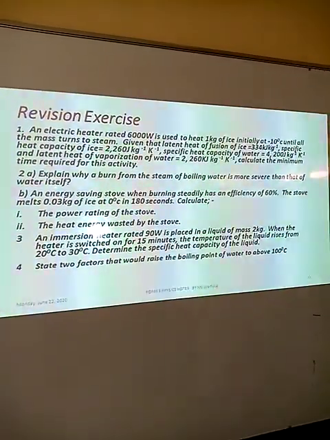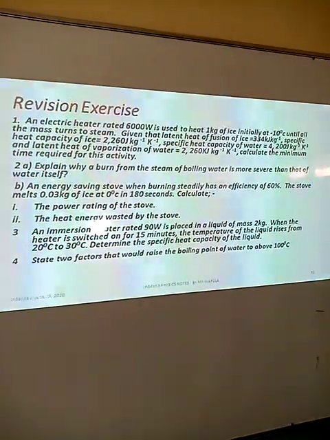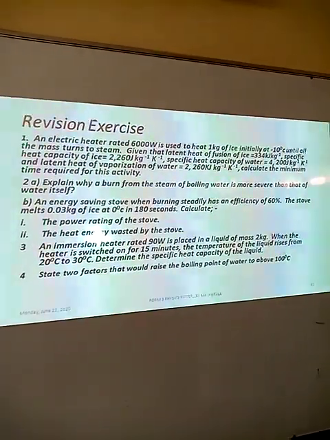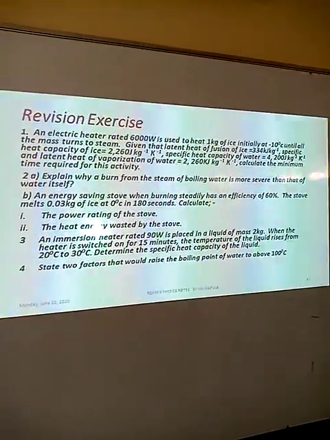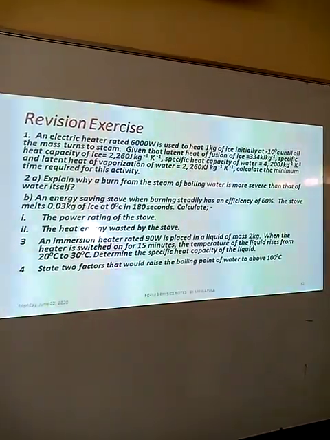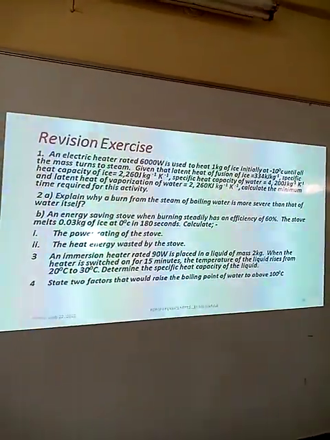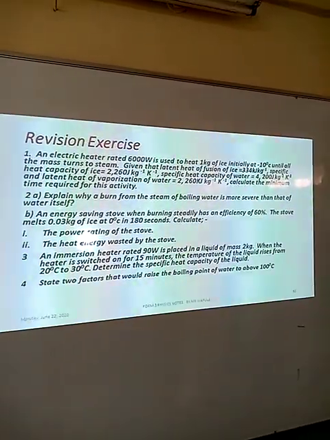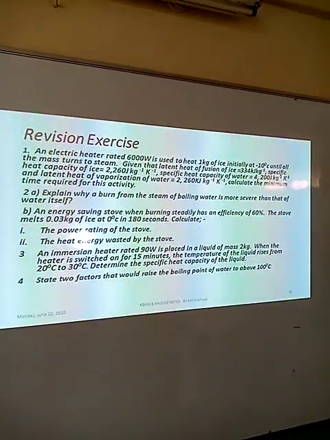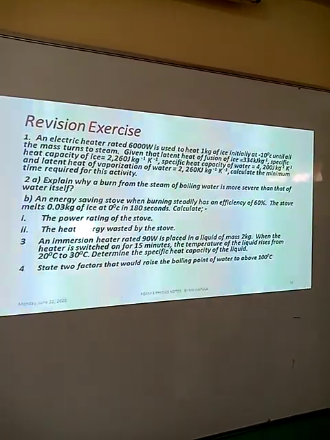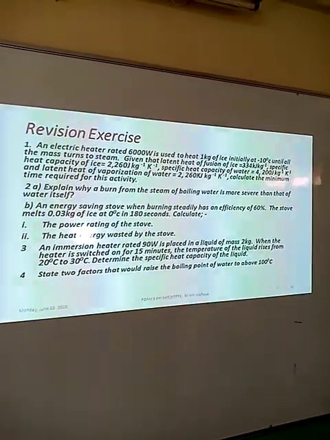Then number B, an energy saving stove when burning steadily has an efficiency of 60. The stove melts 0.03 kg of ice at 0 degrees Celsius in 180 seconds. Calculate the power rating of the stove. Power rating is just the same as power, so you get the power either in joules per second or in watts. Then, the heat energy wasted by the stove. Once you have power, you can get energy because heat energy is power times time.